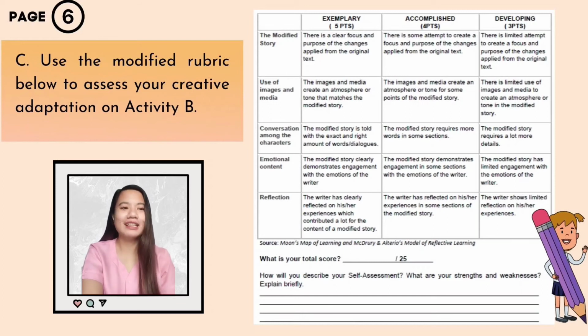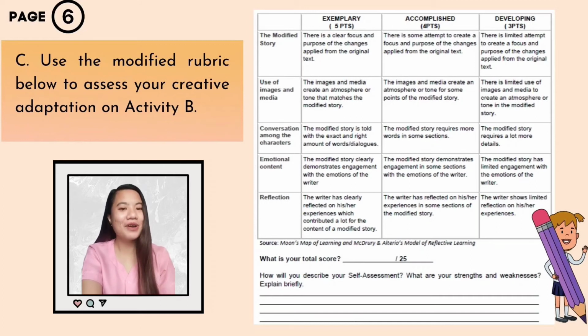And now, let's move on to the conversation among the characters. You can get 5 points if the modified story is told with the exact and right amount of words or dialogues. 4 points if the modified story requires more words in some sections. And 3 points are developing if the modified story requires a lot more details.